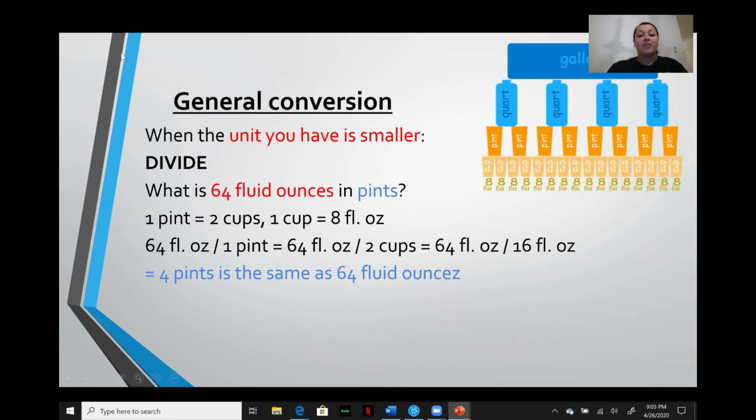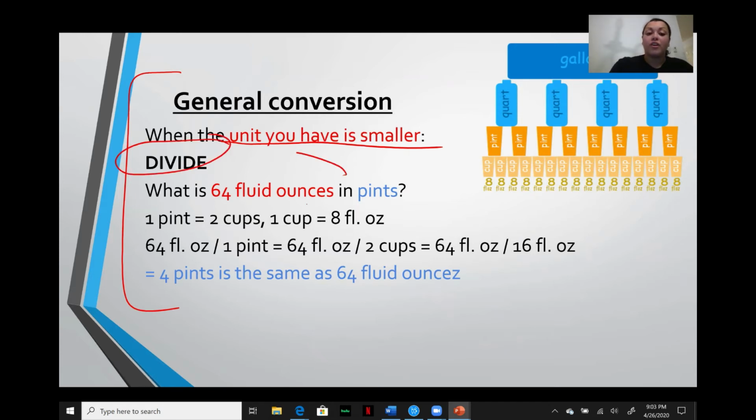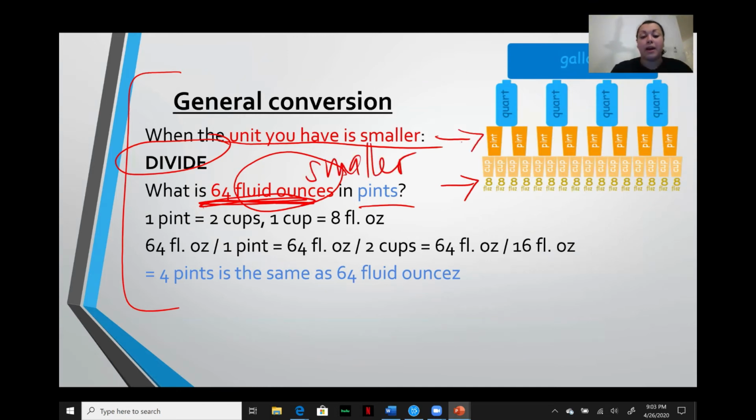So then we look at another example. Again, when you have a unit that's smaller, you're going to divide. So if I look at what is 64 fluid ounces in pints, the unit I have is 64 fluid ounces. Fluid ounces is down here. Pints is up here. So fluid ounces is smaller than pints. So again, I'm trying to find out how many pints. I know that for each pint, there's 2 cups, if you can see here. And each cup has 8 fluid ounces.